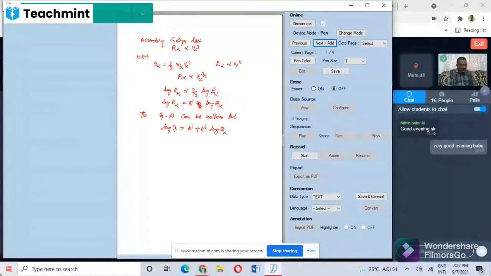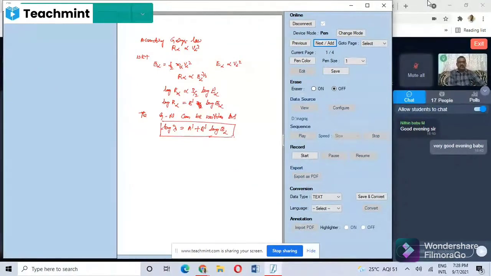And here we got the relation: r alpha is proportional to v cube, and we have E alpha is proportional to v alpha square. Therefore, if we combine these two, we get r alpha is proportional to E alpha power 3 by 2. And from this we conclude that log lambda is equal to a dash plus b dash log E alpha. Therefore, here the decay constant is also proportional to the energy of the alpha particle. This is about Geiger-Nuttall law.